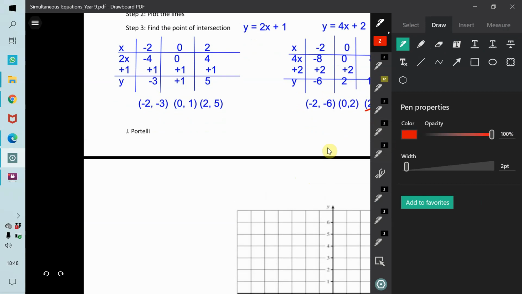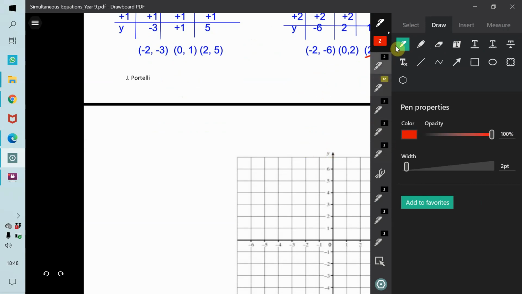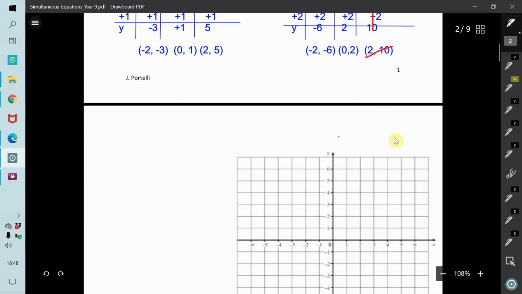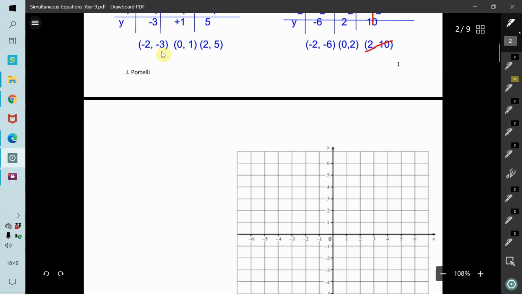Okay, I am going to be plotting in, let me change the color to blue, or a gray, because I have to do everything in pencil, so I give the same illusion. So let's start. So this is minus 2 comma minus 3. So we've got this, 0 comma 1, and 2 comma 5.